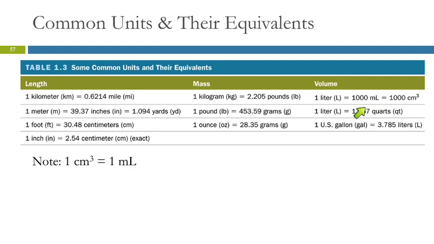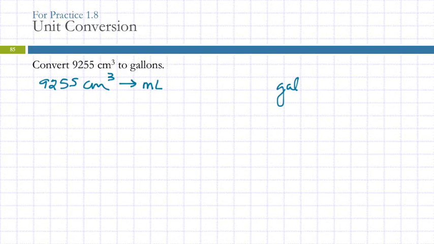Now, you could use this one, but then you're going to have some other steps. So 3.785 liters equals 1 gallon. Okay, so that lets me know that if I had liters, I could get to gallons using that relationship. And then I can get from milliliters to liters because I know what milli means. There's my path. Any questions?